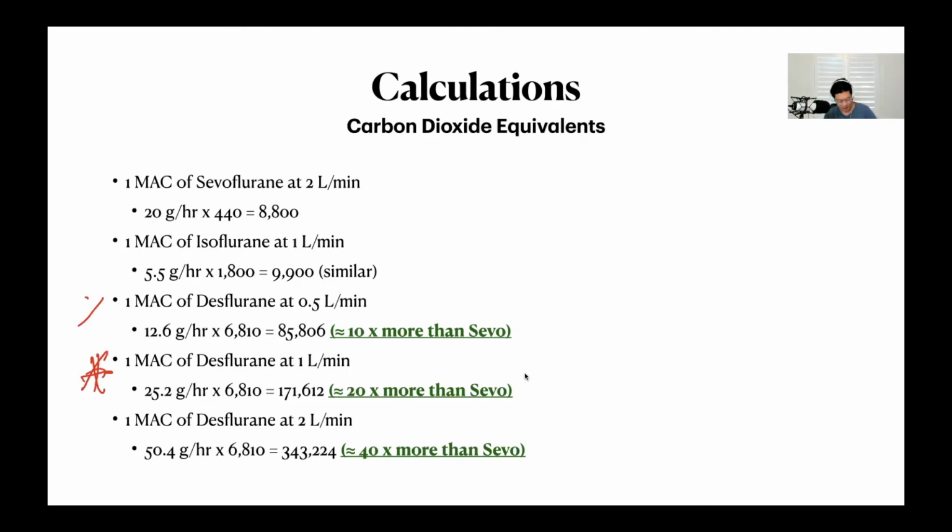Okay, so 1 MAC hour of Des at 1 liter per minute produces 20 times more than Sevo at 1 MAC hour at 2 liters per minute.